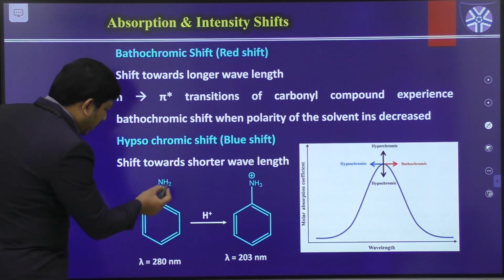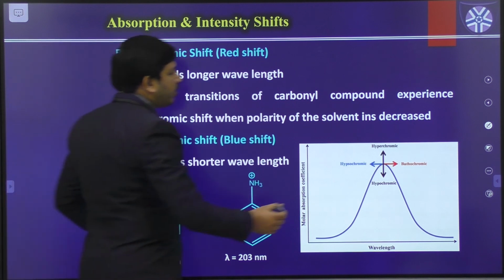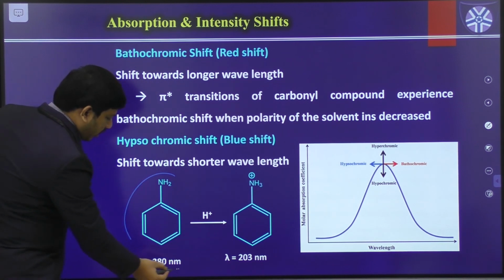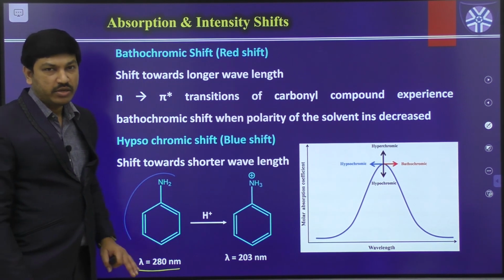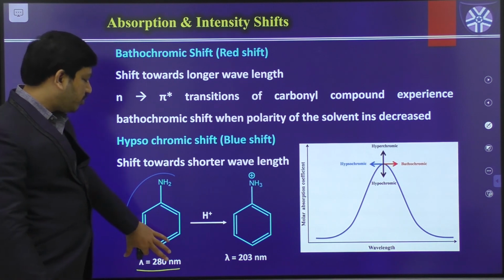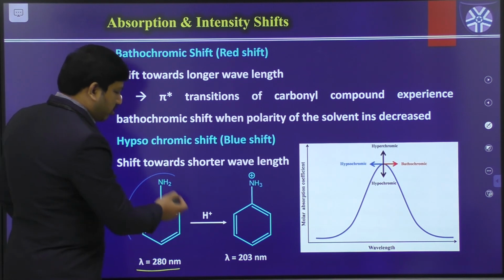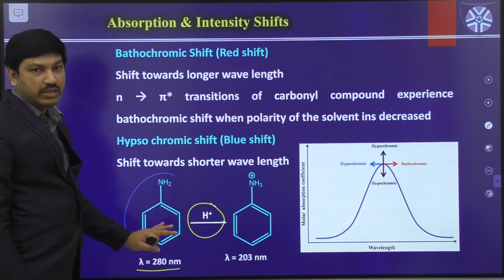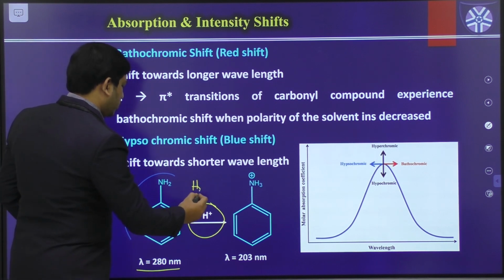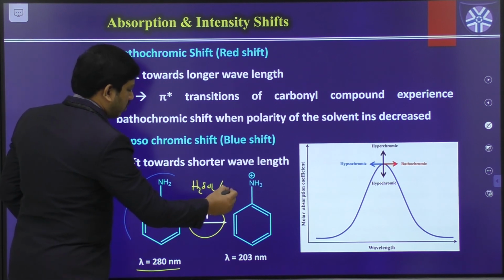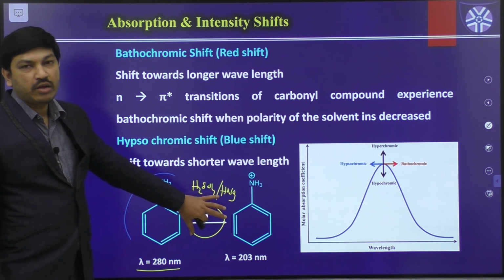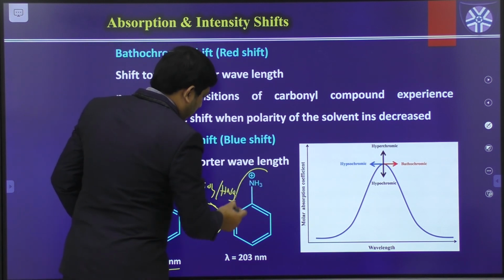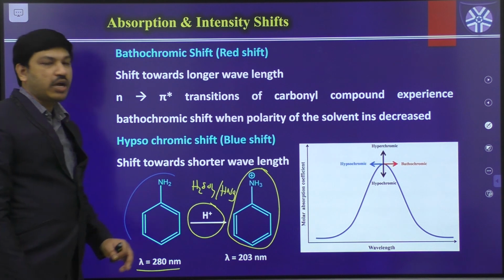For example, this is the aniline compound. We know that aniline actually absorbs around 280 nanometers. It shows an absorption peak around 280 nanometers because of the 3 double bonds like this. If it is acidified by using some kind of acid, if you provide H plus ions, that means by using some acid like H2SO4 or HNO3, whatever it is, if you provide protons to the aniline molecule, it becomes the anilinium cation, NH3 plus cation like this.